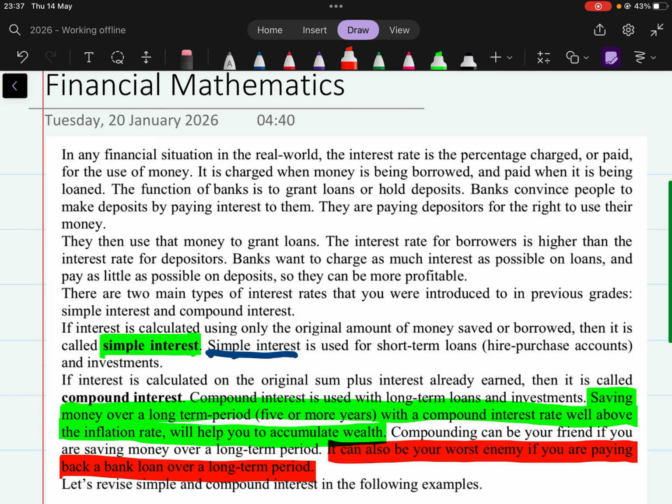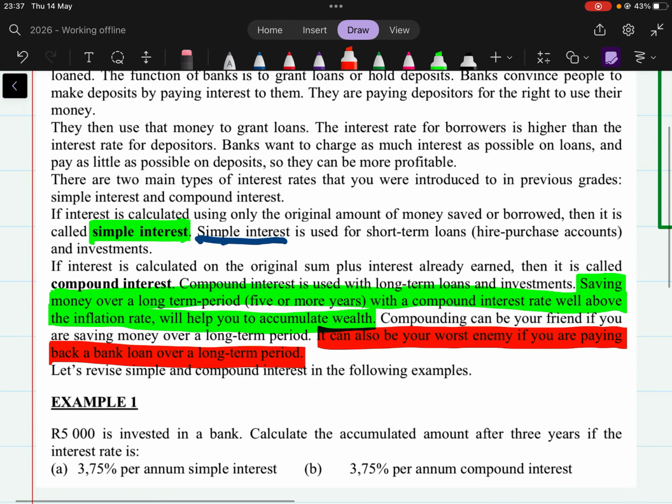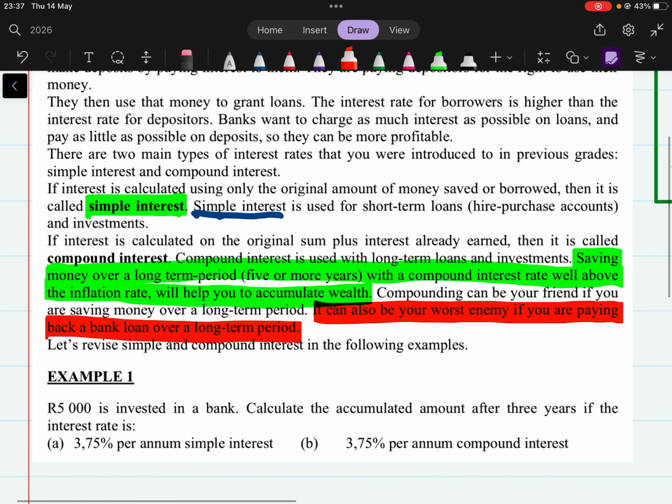Okay, thank you very much. That's basically what I wanted us to align on, setting the basics of where we are headed. Next, we'll be doing an example where you get to understand how to calculate the accumulated amount if 5,000 rand is invested in a bank for 3 years at an interest rate of 3.75% per annum, using simple interest or compound interest. So you get to see the difference between those two methods and how they actually work. Then we kickstart our journey of mathematics. Thank you very much.